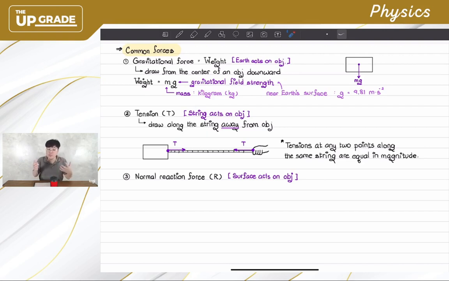Now, there could be more than one. For example, I'm sitting here and maybe I'm leaning back as well. So there is a force from the bottom of the chair pushing my bottom up, and also a force from the back of the chair pushing me, because I'm in contact with them. So the point is, whenever there is contact between an object and a surface, there is a normal reaction force. But the important bit is the word normal.